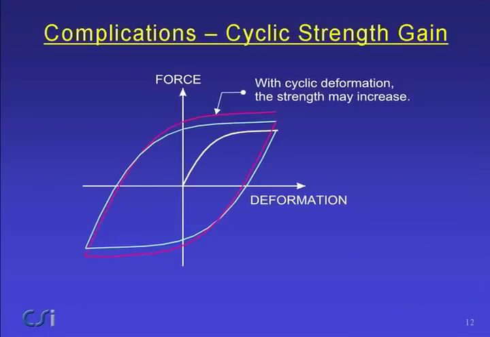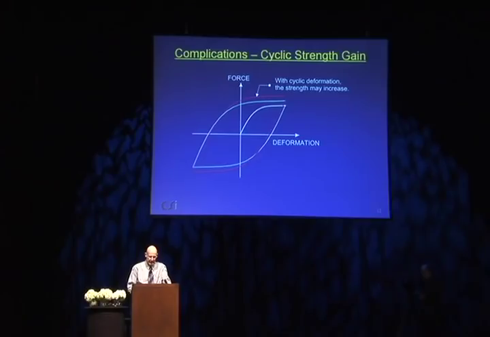The converse of this is cyclic strength gain. Maybe when you cycle a component, it gets progressively stronger. For example, a buckling restrained brace typically exhibits this type of behavior. A reinforced concrete component typically exhibits the behavior on the preceding slide.